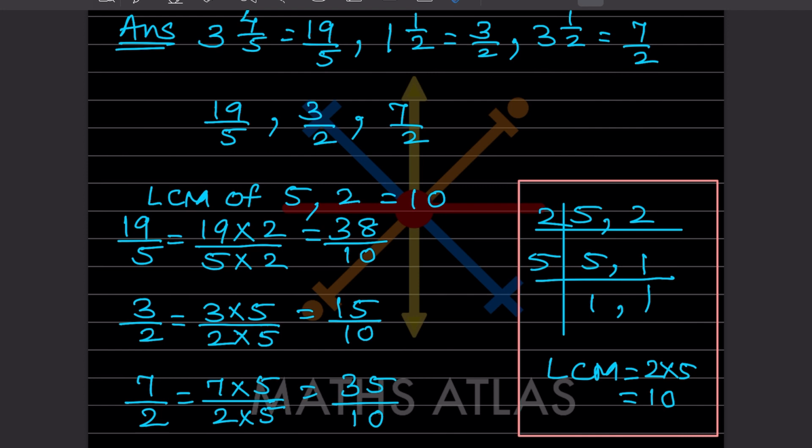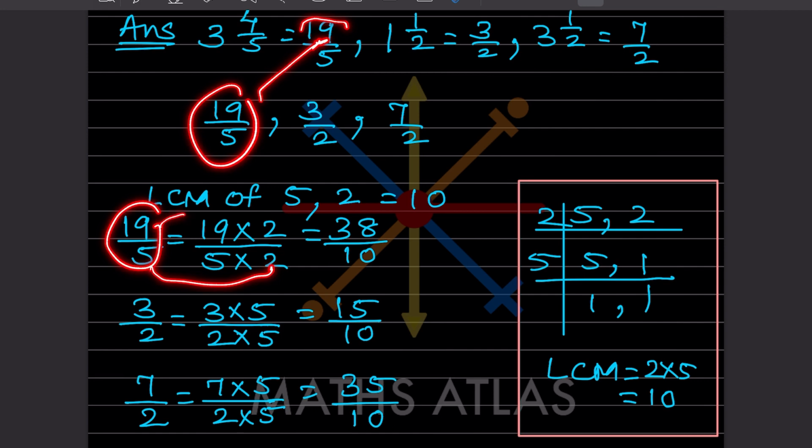Got it? Okay, so now the LCM of 5 and 2 is 10. So now what are you going to do? We'll take the new numbers, the improper ones, and make the denominator 10. For 5 2s are 10, and because this is multiplied by 2, this also should be multiplied by 2. That will be 38 by 10.